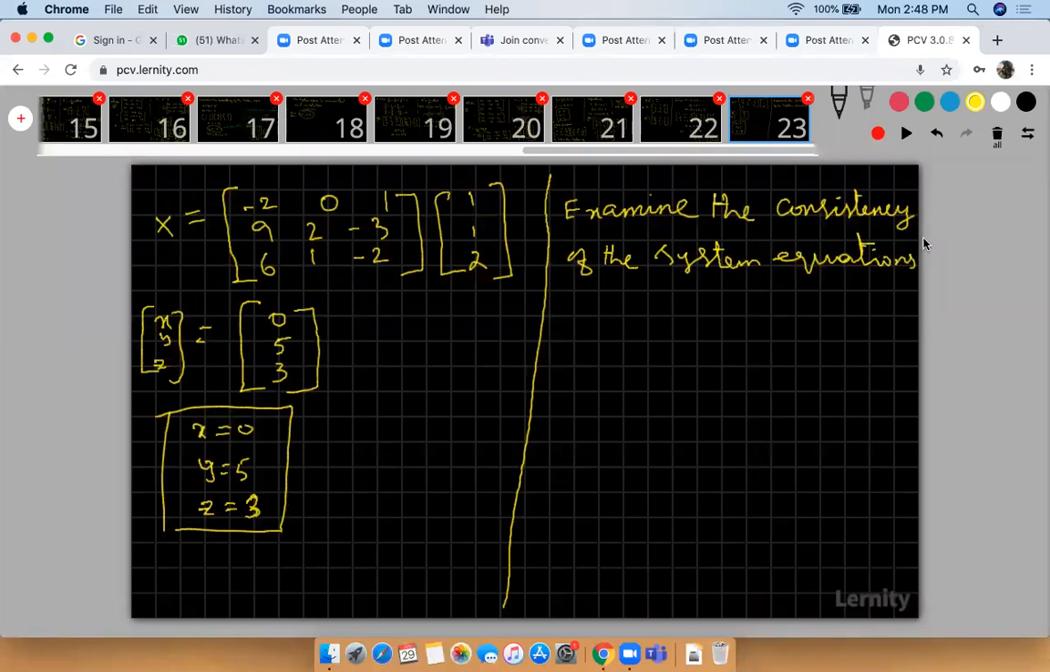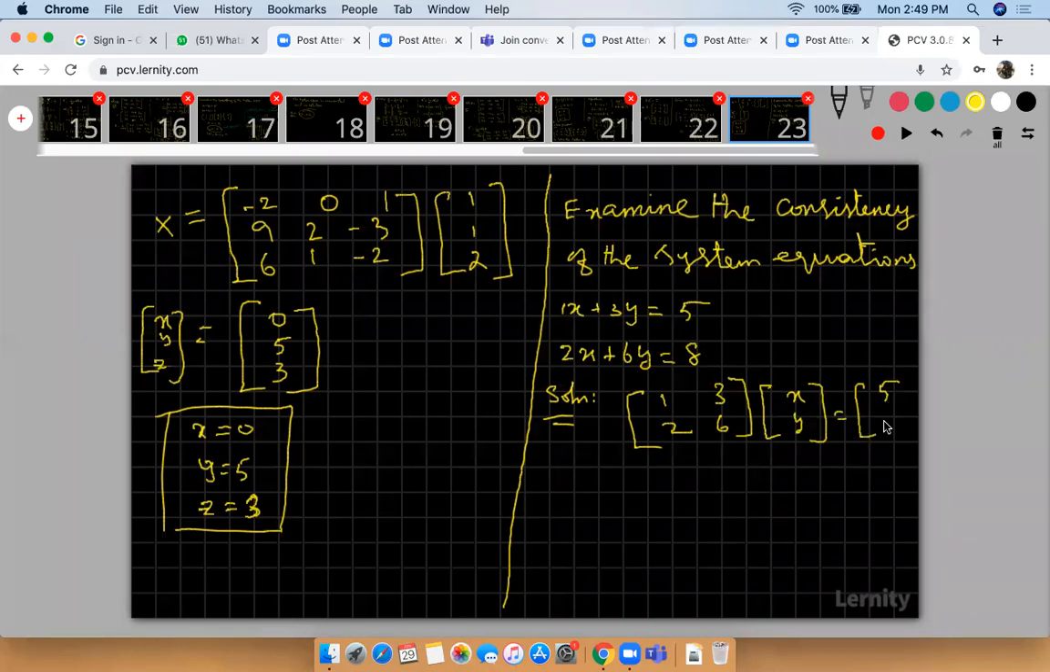Examine the consistency of the system of equations. The equations given are x plus 3y equals 5, 2x plus 6y equals 8. First of all, write it in the matrix form. What is the matrix form? Write the coefficients: 1, 2, 3, 6, and the unknowns x, y, and 5, 8, the B matrix.